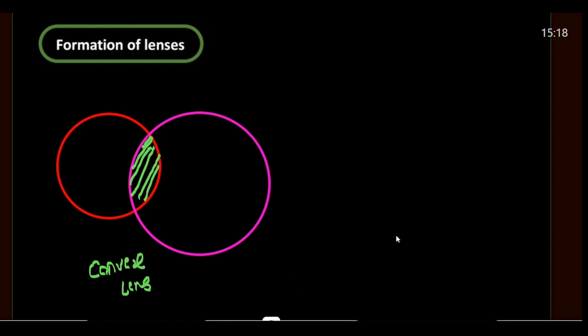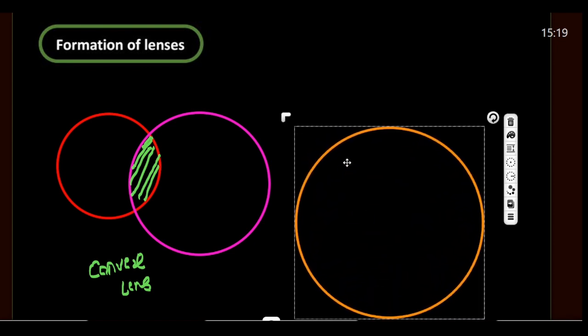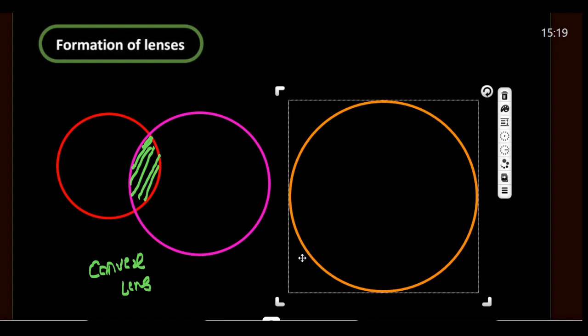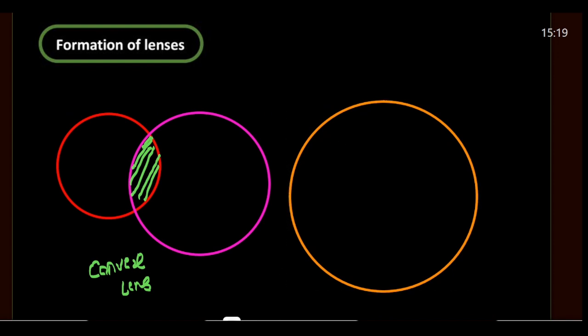Okay, and what about a concave lens? If you consider one more sphere, it should not intersect with the others, but we need to keep it very close, and make sure that these two are not intersecting. Now I have considered one more transparent sphere, and if you keep it close, then you can see this shape between them, right? So this is known as a concave lens.